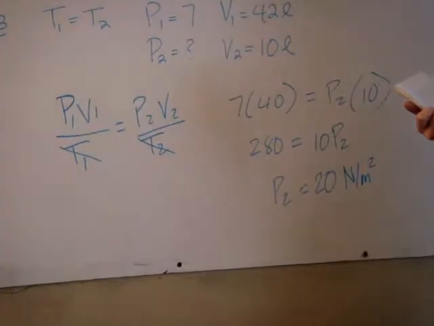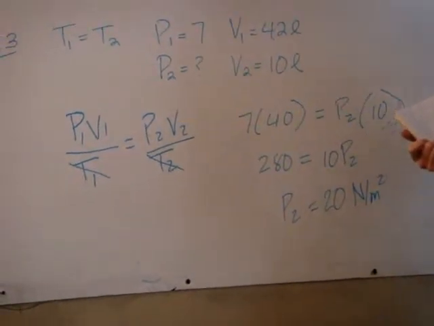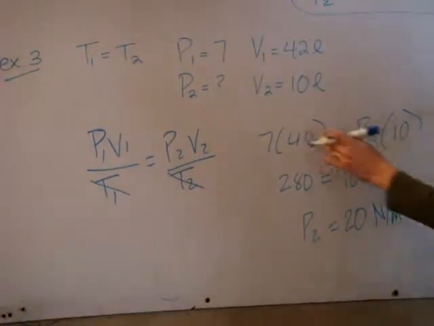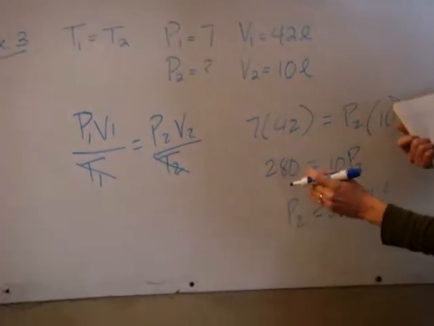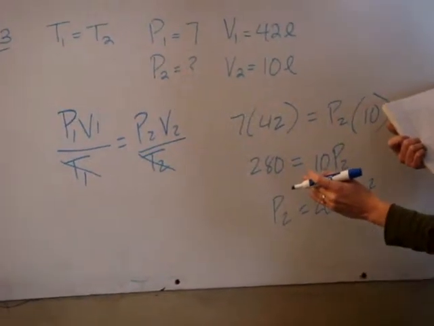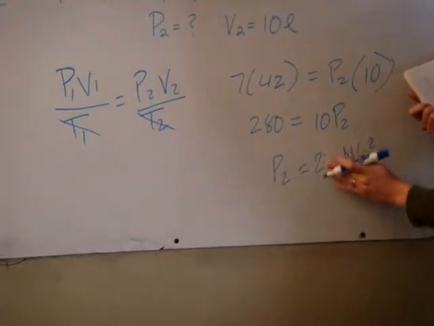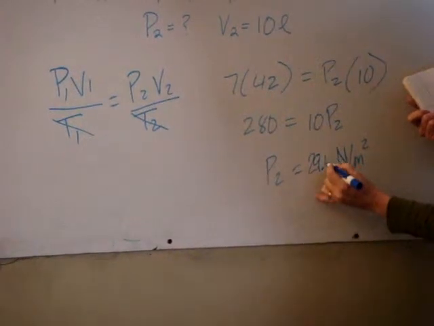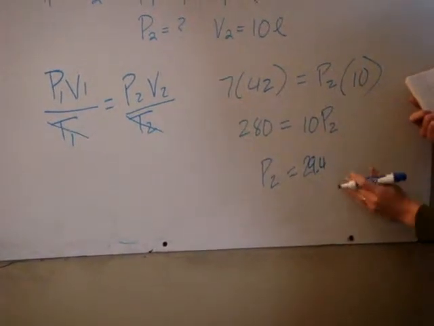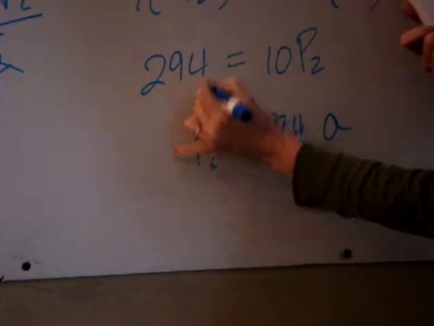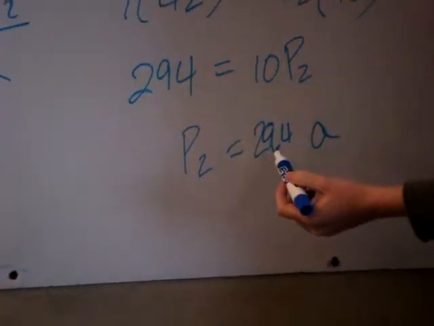Sometimes pressure is in, this one is actually, whoops. I think this should have been 42, not 40. So that'll change our problem just a little bit here. 7 times 42, we're going to end up getting an answer of 29.4 atmospheres. So you just put a little a there. And I'm not sure what 7 times 42 is, but it's 294, so when you divide by 10, you get 29.4 atmospheres. And that's it.